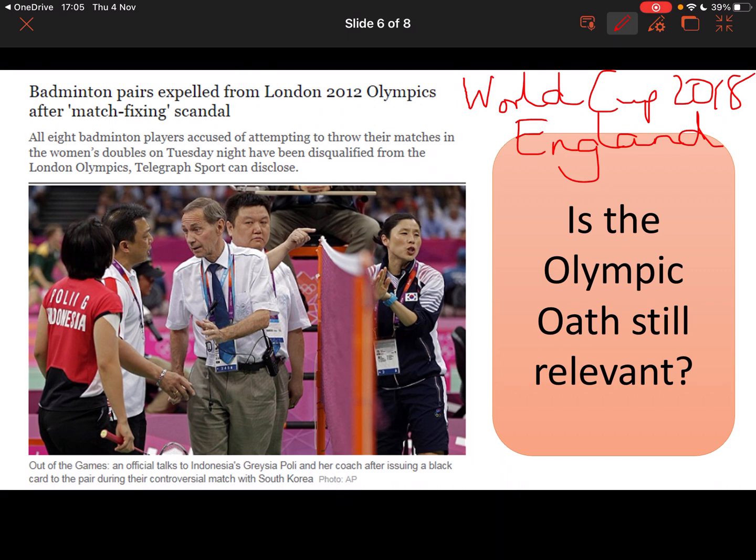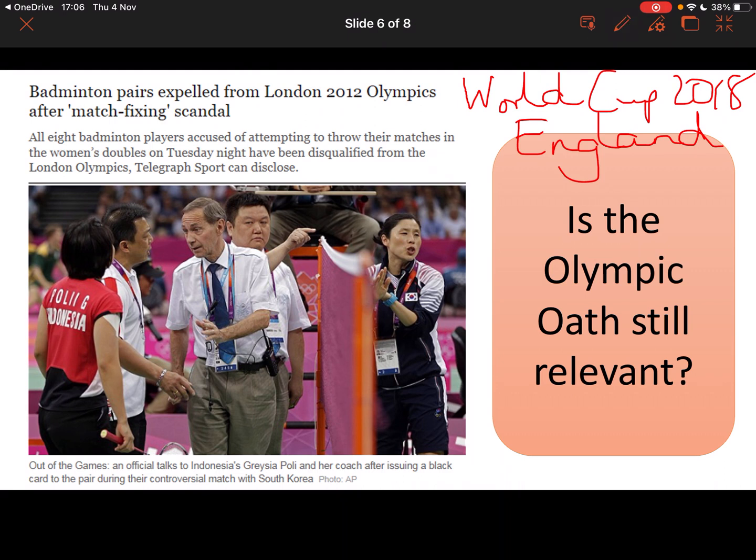So again, the cynic might say, well, did England lose that game on purpose to try and go the easier route to the final? Obviously, you'll never be able to prove it, but it's that sort of scenario that we're talking about here. The badminton pairs were thrown out of the competition for not giving their best. They were going against the Olympic oath. Okay? This here, the badminton scenario, was the example given in the extended response question.